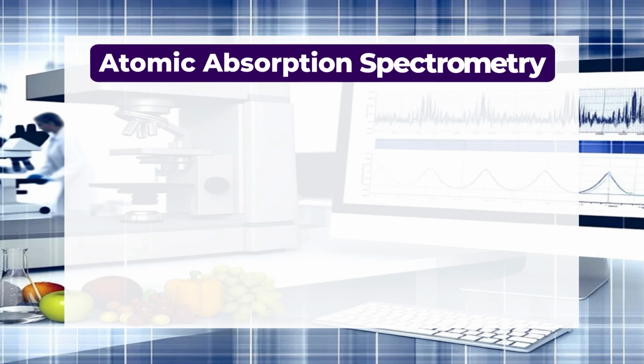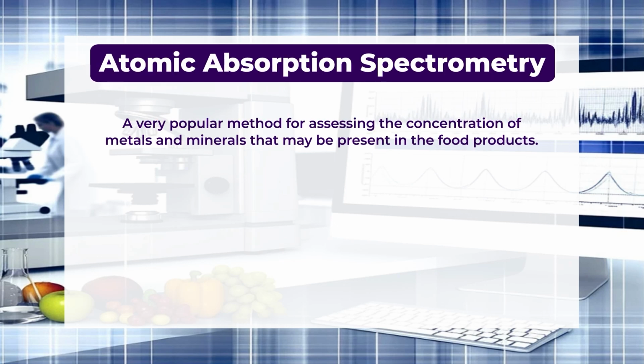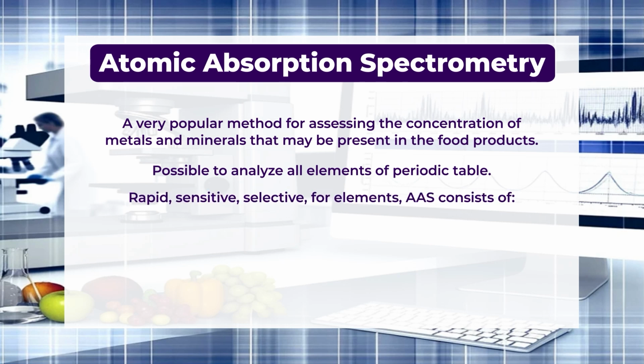Atomic absorption spectrometry is the one where you do elemental analysis, a very popular technique for assessing metals in minerals and all sorts of residue metals in food, all sorts of mineral nutrients in food. We do it by atomic absorption spectrometry. It is possible to analyze all elements present in the periodic table. It is very rapid, sensitive, and selective for all elements. And it consists of what?